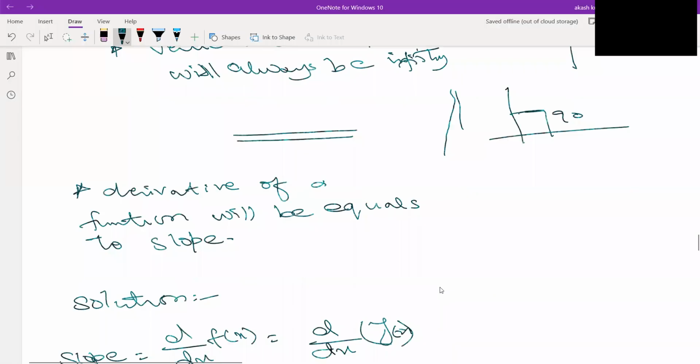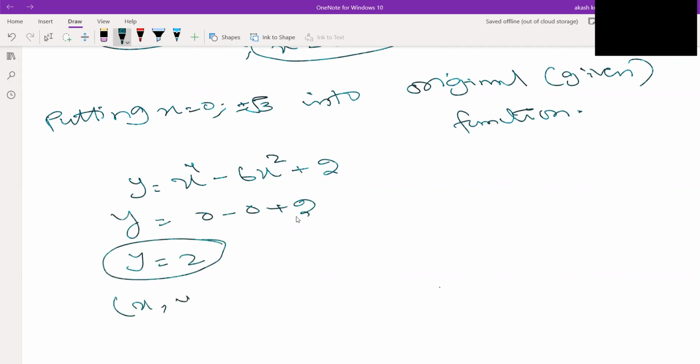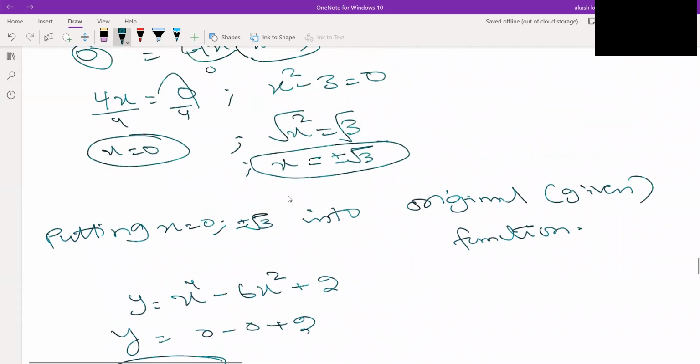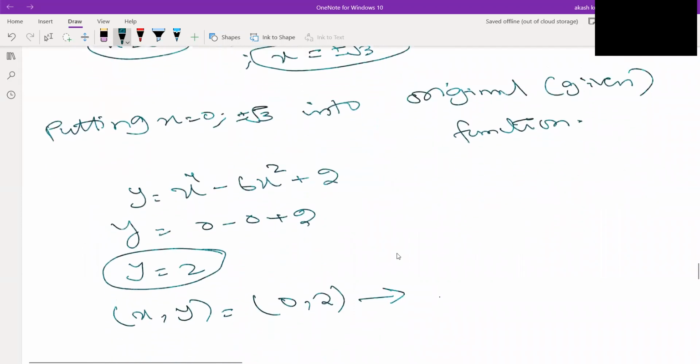So putting x equals 0 into the function, it will be 0, 0 and plus 2, right? So our value y is 2. If we write in points form, x is 0 and y is 2. This is the first point where our curve is touching. And for the other points, for which we have got x values, we just put these values into the original function.